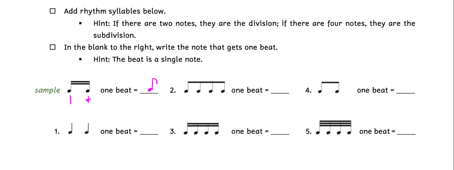Okay, number 1, there's 2 notes. This is a division. We're going to put 1 and. And the next higher value up from a quarter note is a half note, so this is a half note beat.